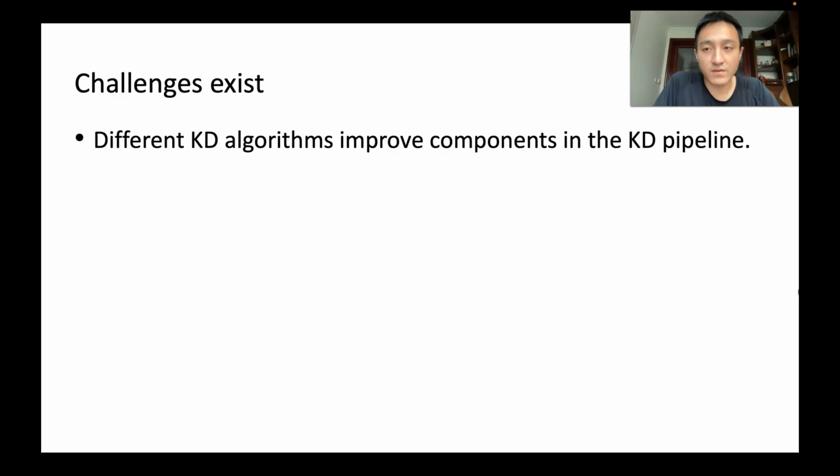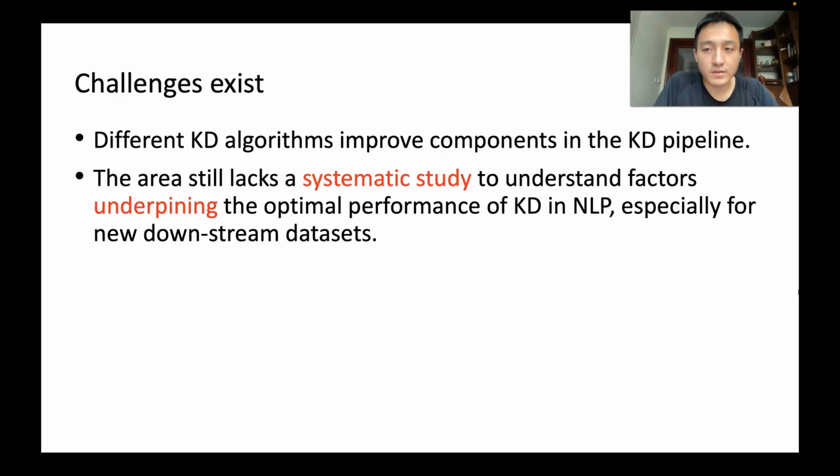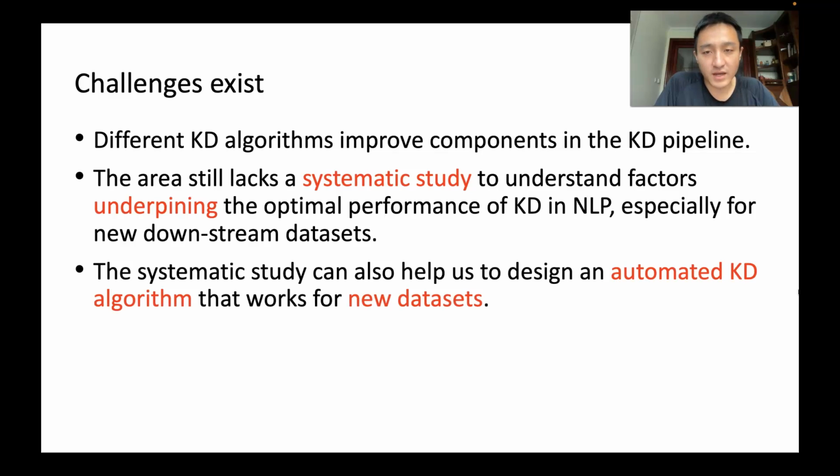However, given these different KD algorithms, we find that they are just improving variants or components in the KD training pipeline. The area still lacks a systematic study to understand the factors or components underpinning the optimal performance, especially for new downstream tasks. If we have a systematic study, it can also help us design an automated KD algorithm that recommends KD strategies for new datasets.